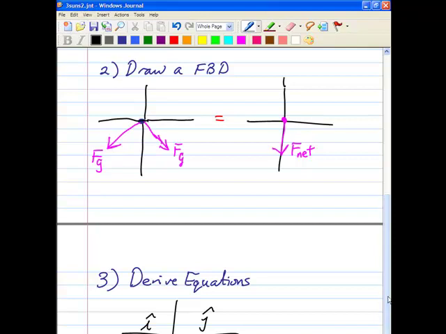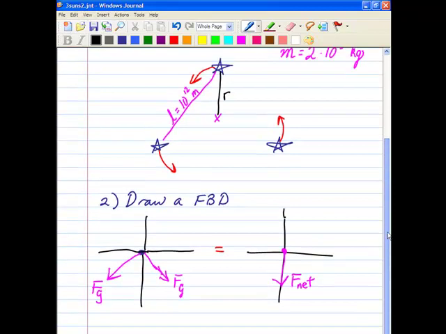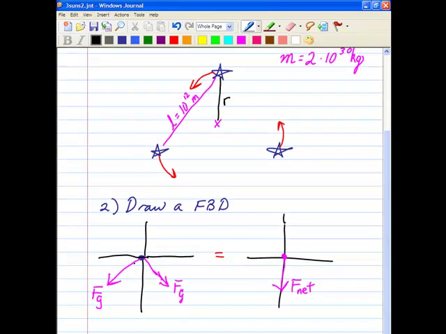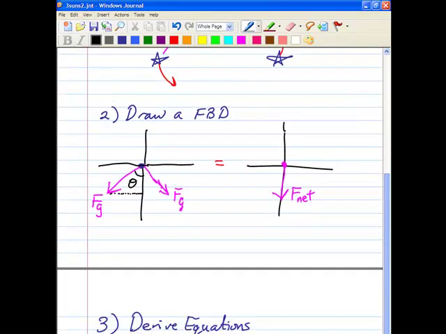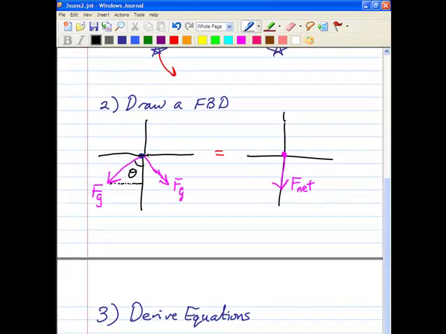And we have to take a quick look at the component. We're going to need to look at this angle right here, and the x component is going to be this bit right there. So really, we also need to have a sine theta there.